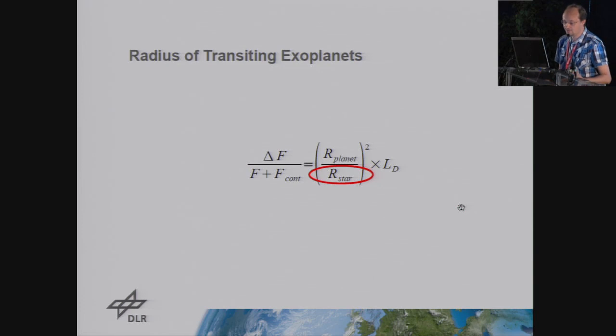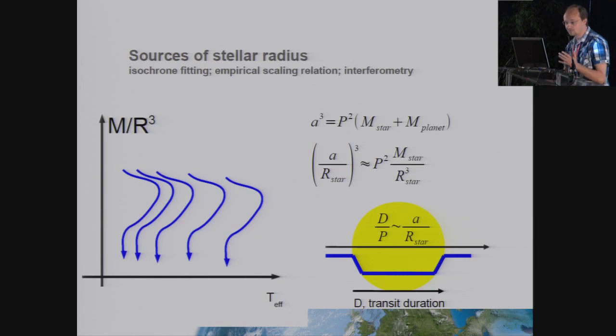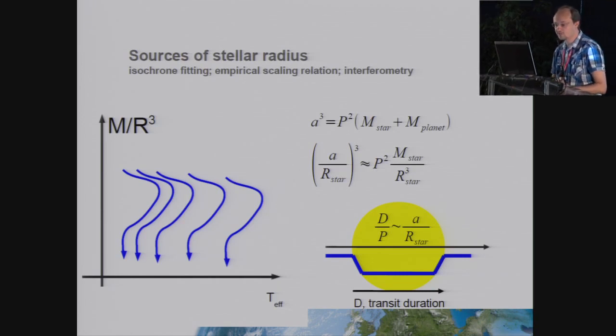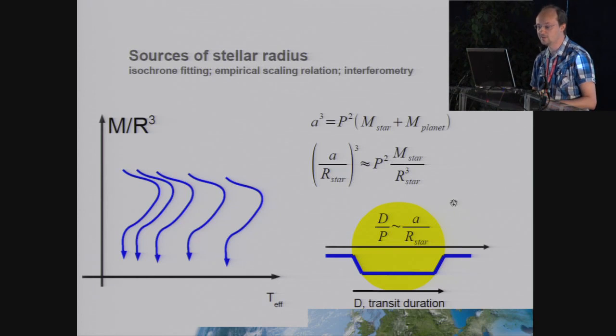So let's characterize these factors one by one. Let's start with the stellar radius. So today, the source of the stellar radius comes from isochron fitting or empirical scaling relation, or for very bright stars we can do interferometry, but this has other uncertainty. For example, the distance is not very well known.